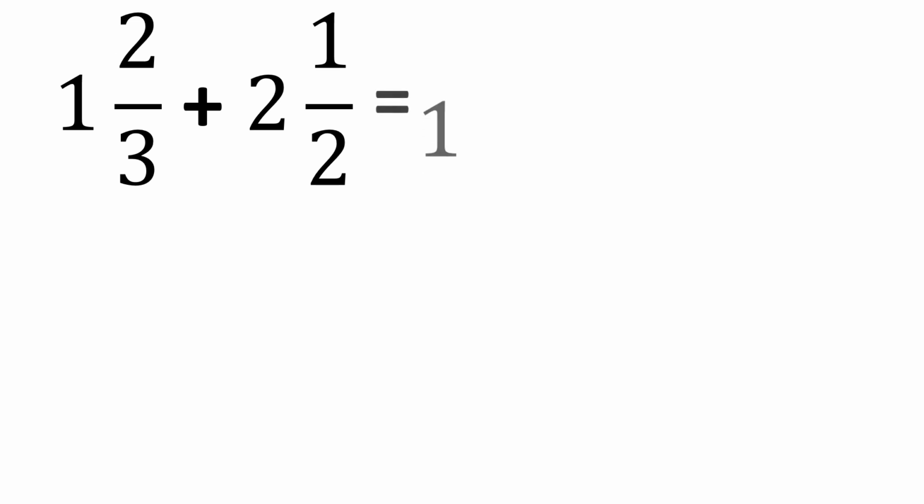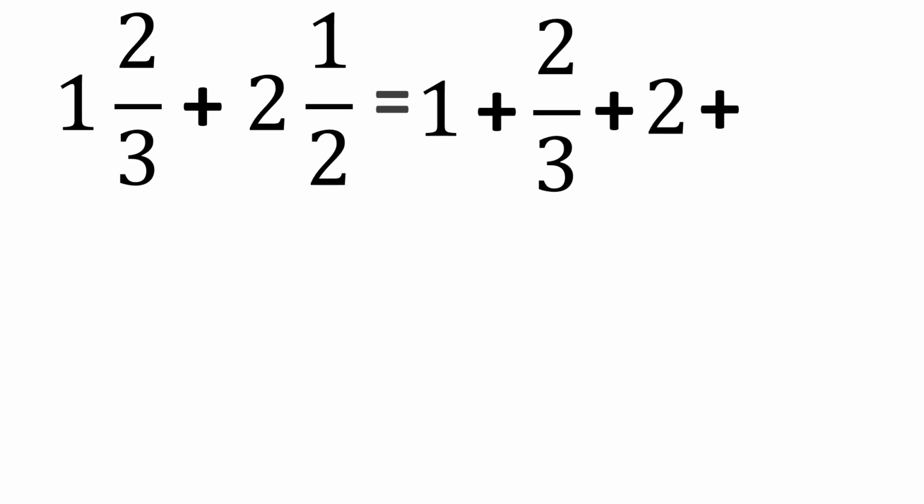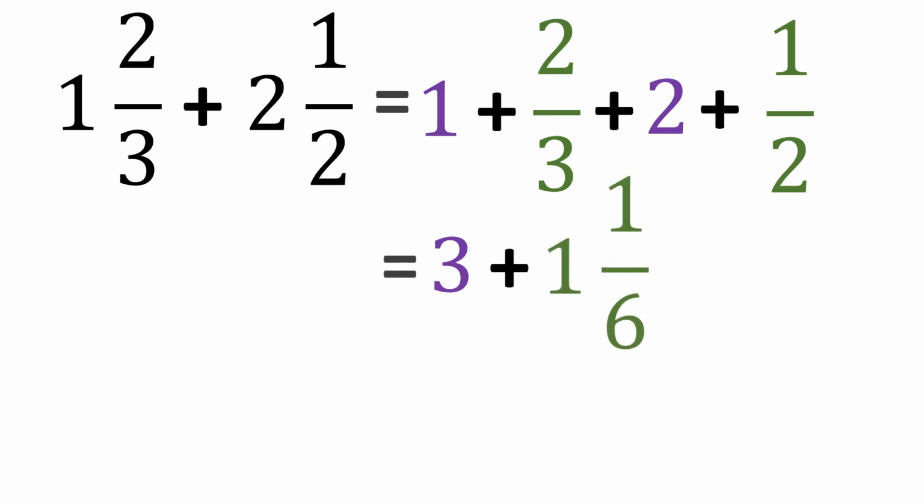Same way if it's mixed form, 1 and 2/3 plus 2 and 1/2. We're going to separate each part: 1 plus 2/3 plus 2 plus 1/2. We add the whole numbers, 1 plus 2 is 3. The sum of 2/3 and 1/2, which we have already answered, is 1 and 1/6. And then combine 3 and 1 and 1/6. That's 4 and 1/6.